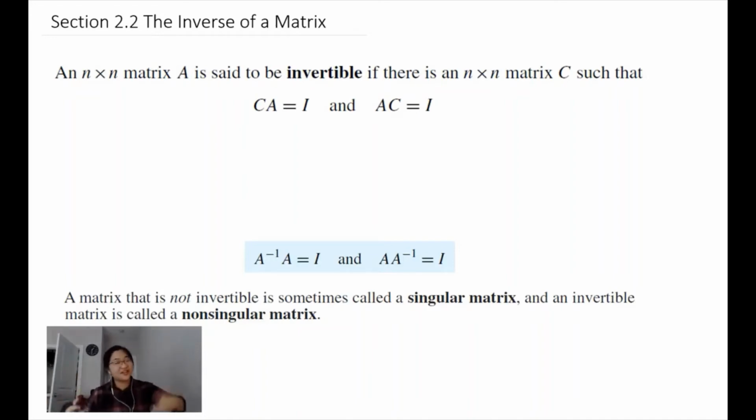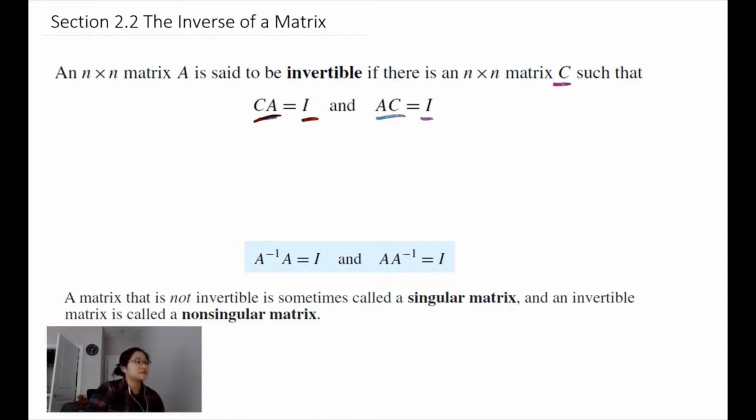Welcome back. We have the inverse of a matrix, where we have an n by n matrix, so it's got to be square. A matrix A is invertible if there exists a matrix C such that C times A equals our identity matrix and A times C equals our identity matrix.